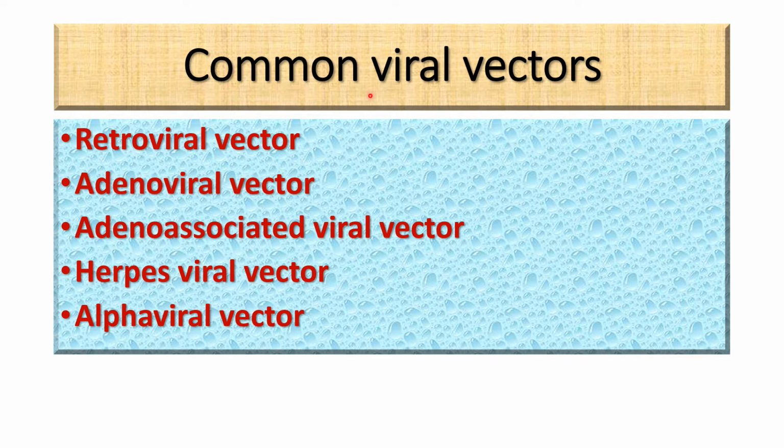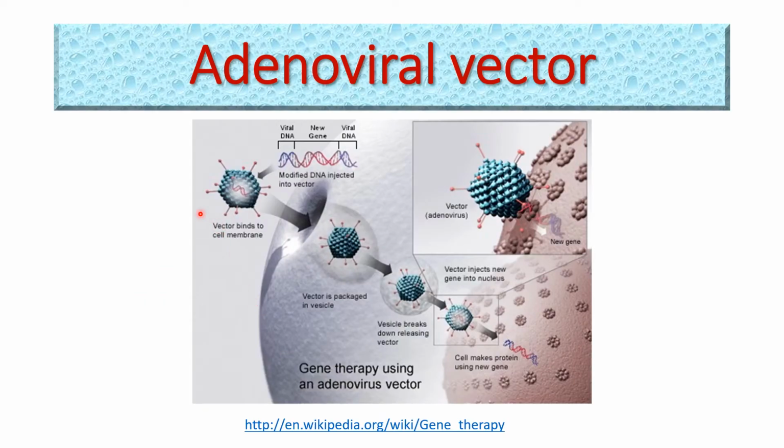Take a look at common viral vectors. First, retrovirus vector, adenovirus vector, adeno-associated virus vector, herpes viral vector, and alpha virus vector. For example, these are the adenovirus vector.